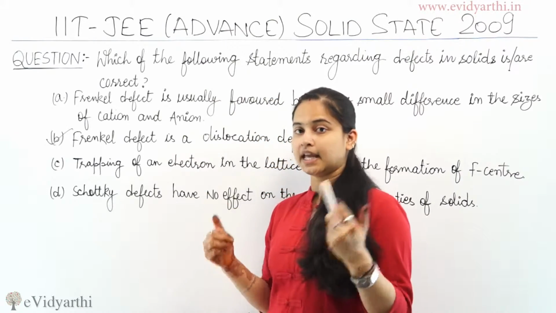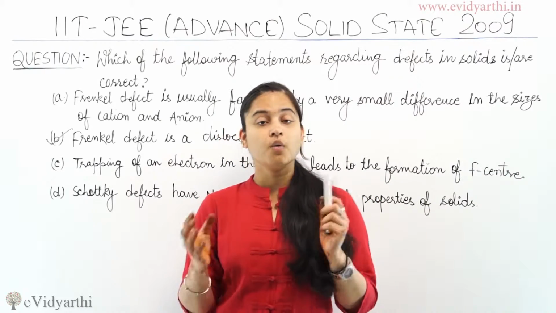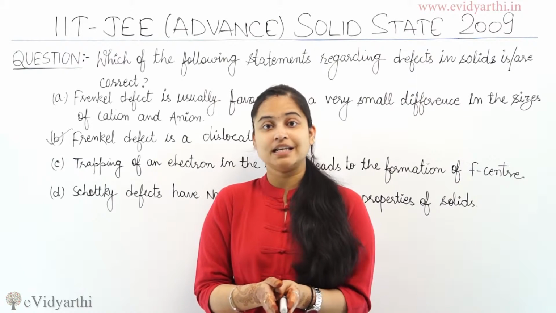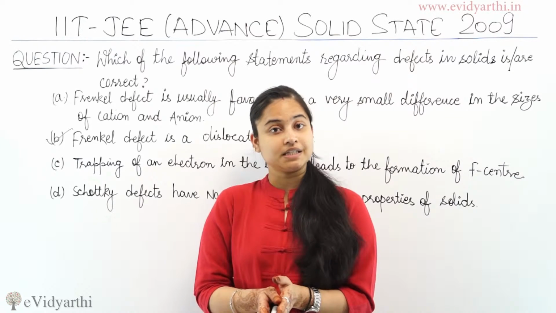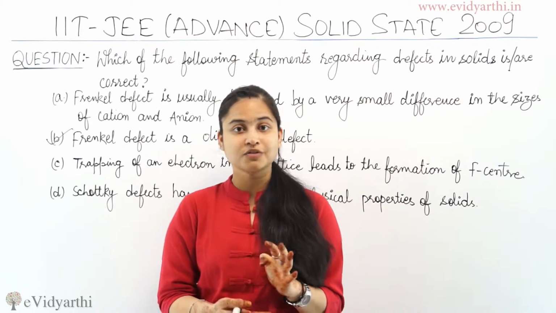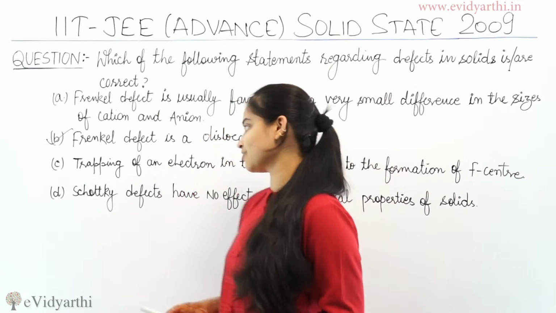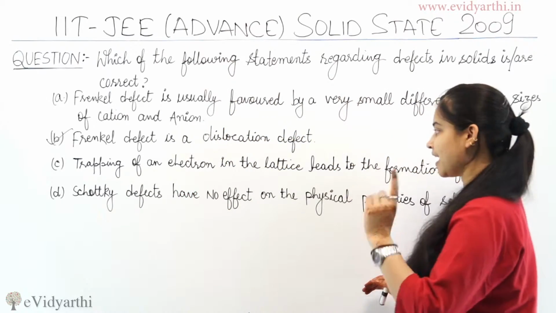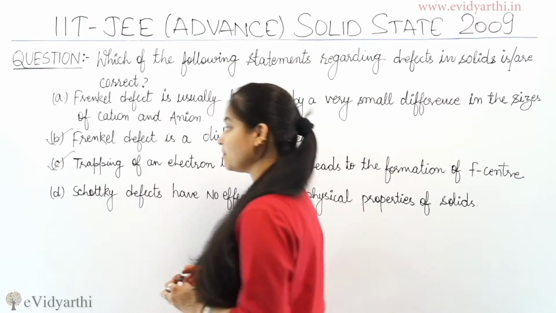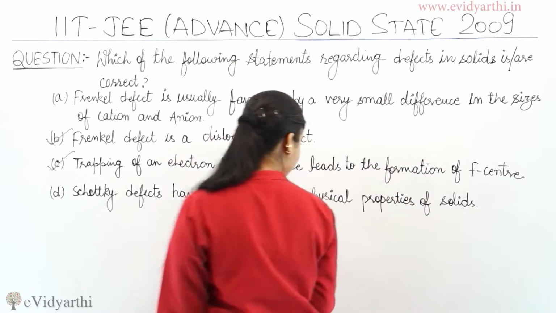For example, when NaCl crystal is heated with sodium vapors, what happens? Electrons do occupy the lattice point, and hence they impart the color to the crystals. So that color which has been imparted to the crystals is just because of the F centers. That means Farbe centers. So trapping of an electron in the lattice points leads to the formation of F centers. Correct option. Schottky defect has no effect on the physical properties of solid.